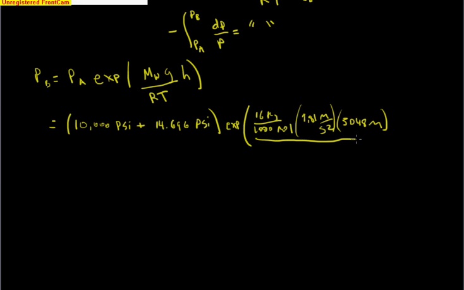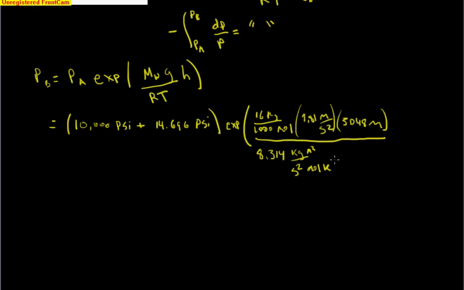And then we're going to divide by the universal gas constant, which is 8.314 joules per mole Kelvin. 1 joule is a kilogram meter squared per second squared, and then so that's joule, and then we want mole Kelvin on the bottom.